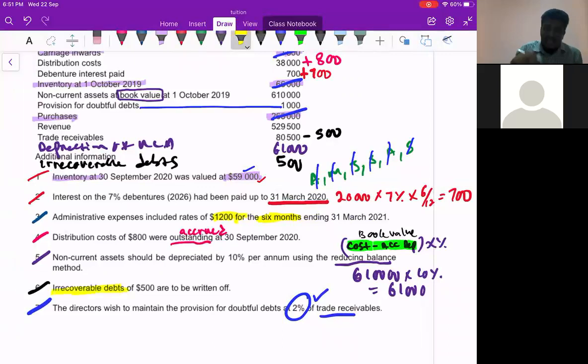Irrecoverable debt means there are debts that we cannot collect, to be written off. Written off means we need to minus. So that's why I take from the total trade receivable, I minus the 500, because the 500 from the 80,500, the 500 confirm we cannot collect because it's irrecoverable already. So that's why we minus the trade receivable. Understand? Irrecoverable, that means maybe the guy died already. So we just minus this account from our book.